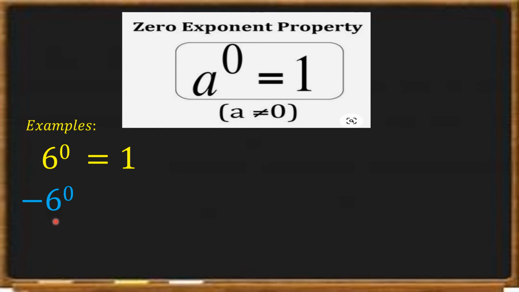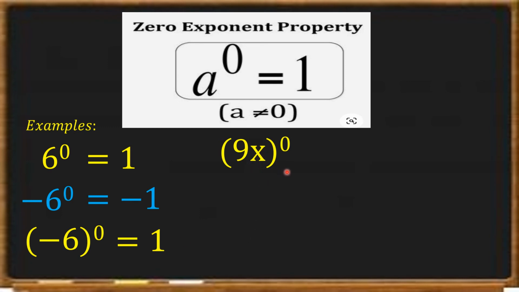Kung walang parentheses, ito lang yung base ng 0. So, ito lang yung 1. So, magiging negative 1. Negative, then this is 1. This is negative 1. But, if this is the case, negative 6 with parentheses raised to 0, meaning to say the whole negative 6. Negative is included as the base of your exponent 0. So, this is equal to 1. So, take note with the parentheses and without parentheses. Kasi, yung without parentheses, hindi kasama yung mga negative. Tapos, kahit ano pang mga expression dyan na hindi naka-parentheses, hindi yun kasama sa base ng exponent 0. Okay?